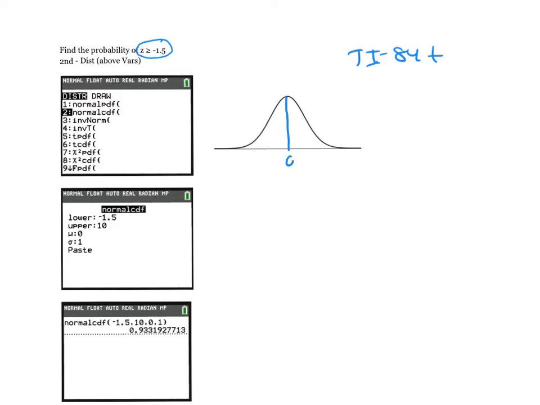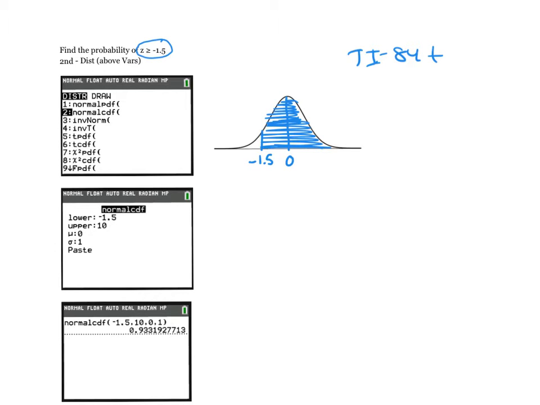So we know that the middle or the mean is a z-score of 0. And negative 1.5 would be on this side of the graph. And greater than or equal to that would be on this side. Okay. So that's the area I want.